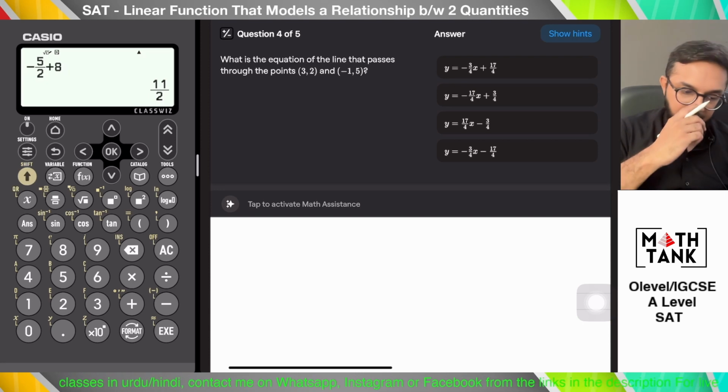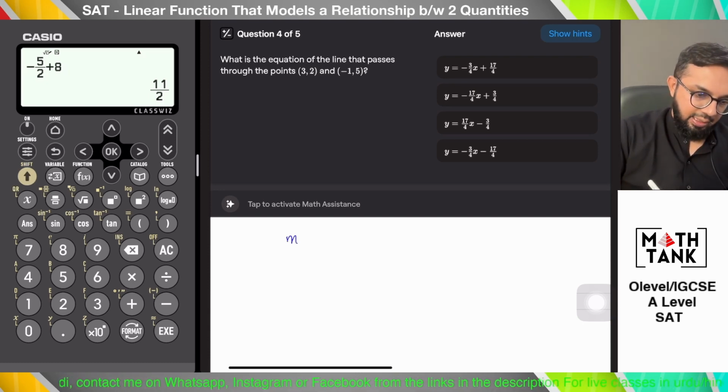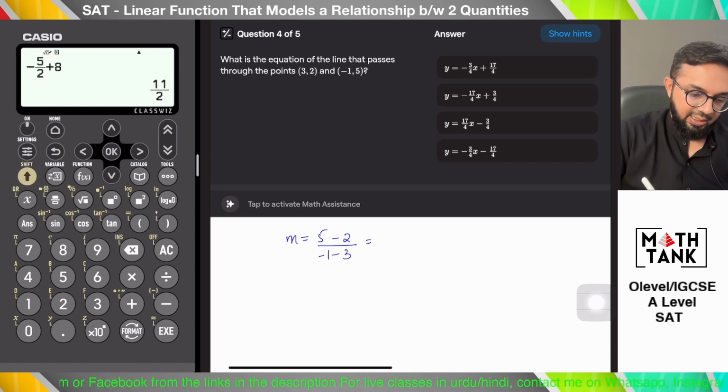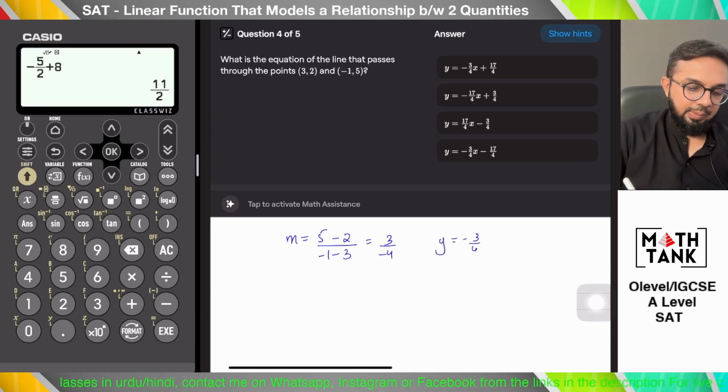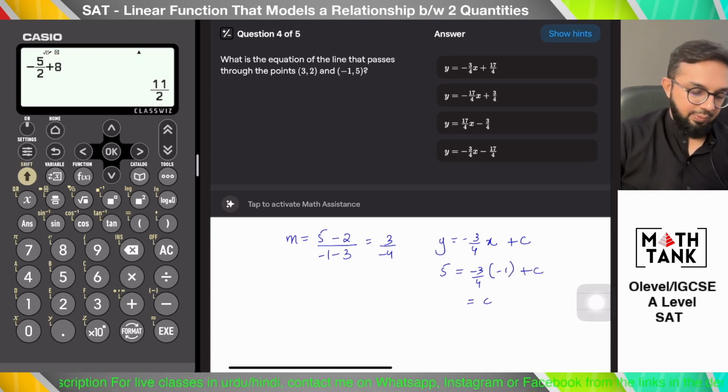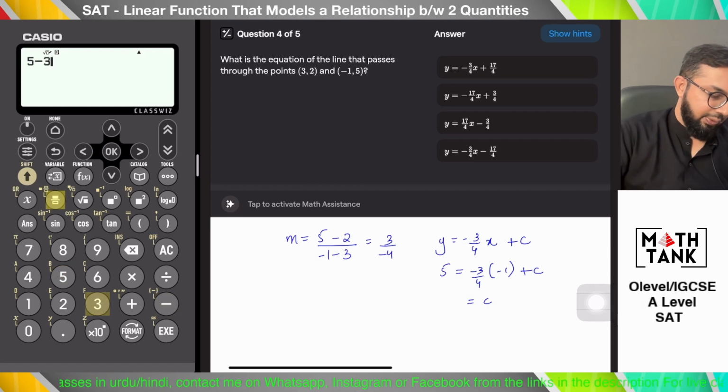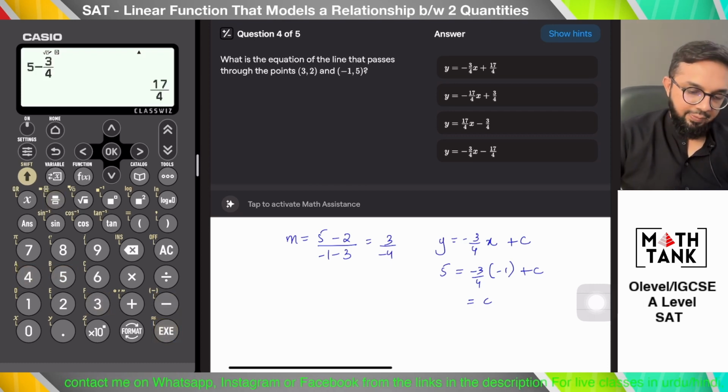What is the equation of the line that passes through the points this and that? So first I calculate the gradient. 5 minus 2 over minus 1 minus 3, so 3 over minus 4. So that's the gradient. Plus c. Let's find out plus c. I'm doing it with the other method now just to show you how that works. Plus 3 over 4, minus 3 over 4, 5 minus 3 over 4, 17 over 4. So A should be the right answer.